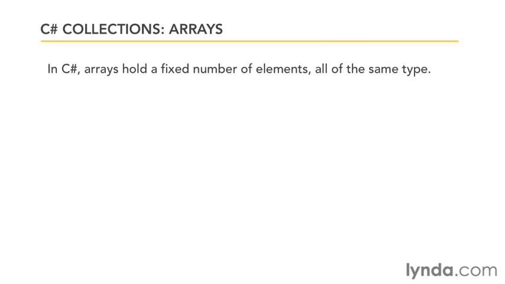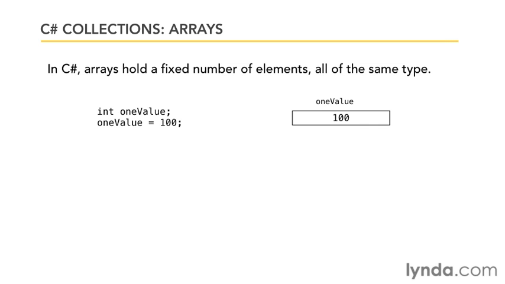Now, in C#, arrays hold a fixed number of elements, all of the same type. An array is basically just a list of items and values. So for example, if I declared an integer variable called oneValue and set it to be equal to 100, we've already seen this. Somewhere out in memory, the C# compiler and the .NET framework creates a little box called oneValue and puts the value inside that little variable box. Now, arrays are a little bit different than that, and the way you declare them as a variable is also a little bit different.